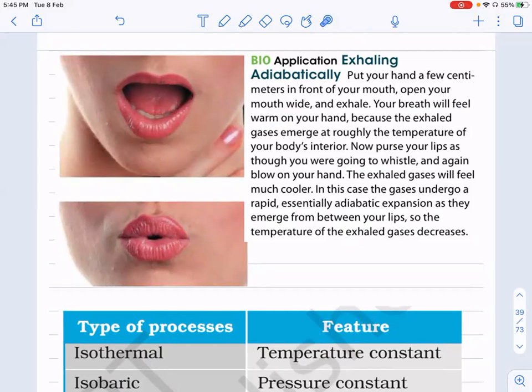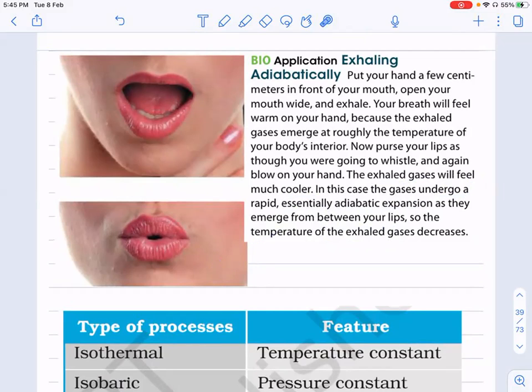It will be just very fast, it will be coming out. It is equivalent to the adiabatic expansion. Exhaled gas will feel much cooler. You can do the experiment and check whether it is correctly written. In this case, the gas undergoes essentially adiabatic expansion as it emerges from your lips, so the temperature of the exhaled gas will decrease.